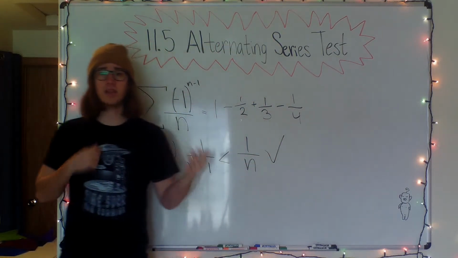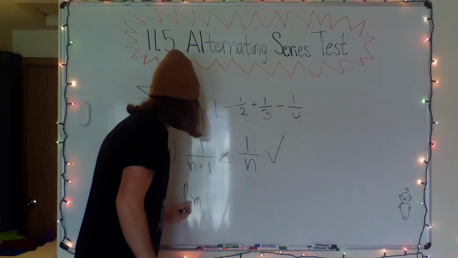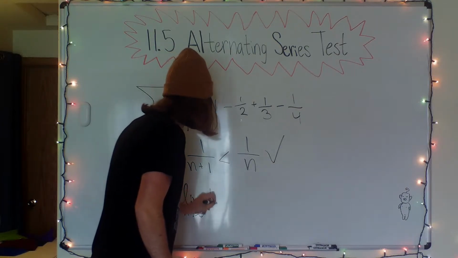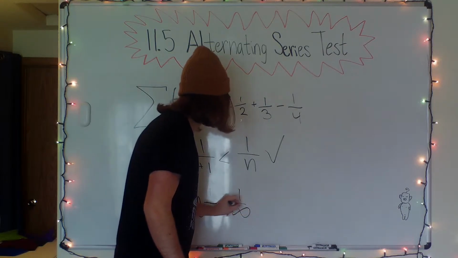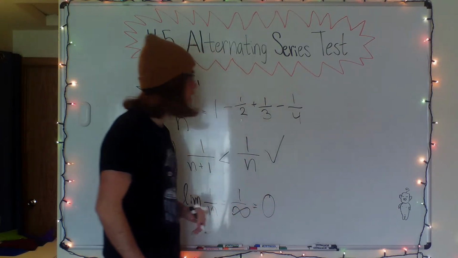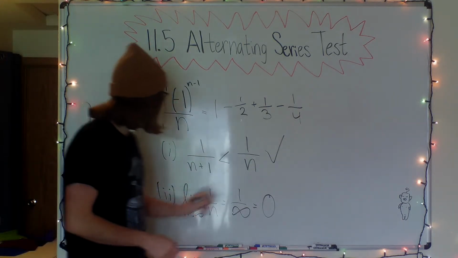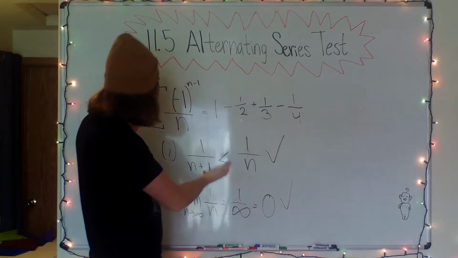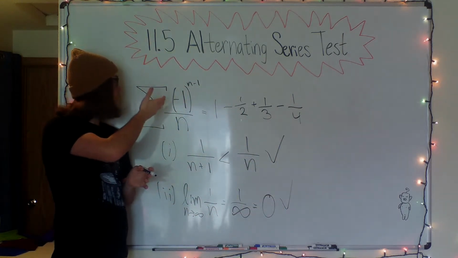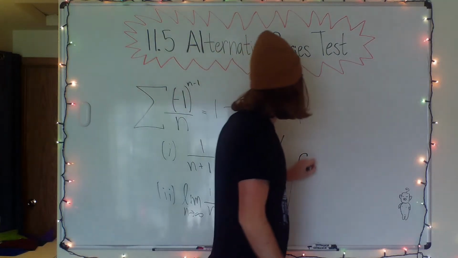Next, we need to think about the limit. Well, if we take the limit as n approaches infinity of 1 over n, this equals 1 over infinity, which equals 0. And then we're like, okay, that satisfies condition 2. And then by the alternating series test, we can say this series, the sum from 0 to infinity of negative 1 to the n minus 1 over n, is convergent.